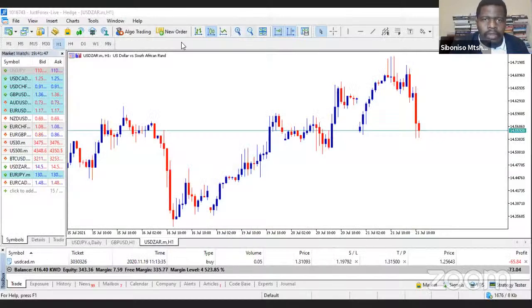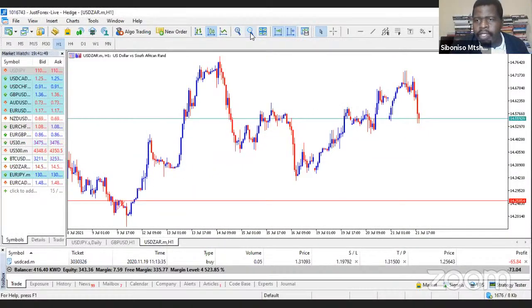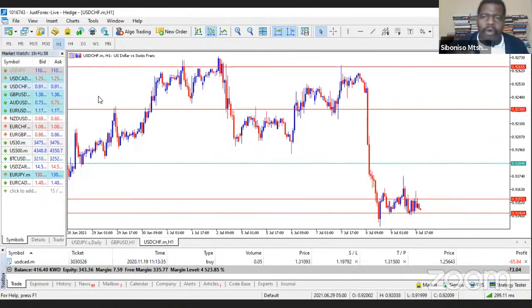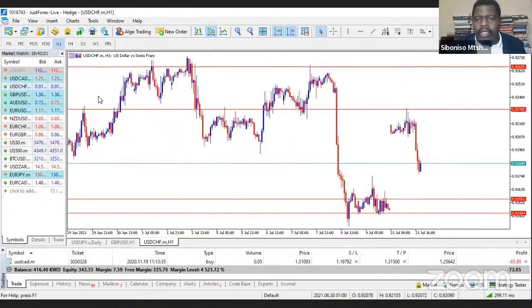All right, perfect. So let's get going. For instance, let me quickly check this out. This is USD ZAR. Okay, I'm not on USD ZAR. So let's do USD CHF, for instance. So that's why we're starting with the USD CHF. This is a 1 hour time frame.